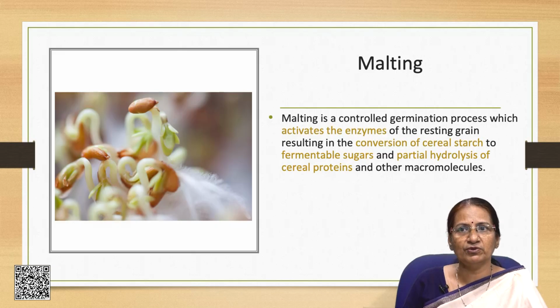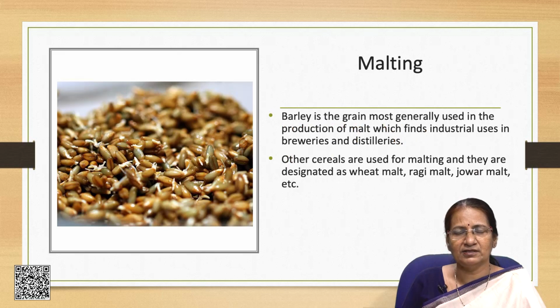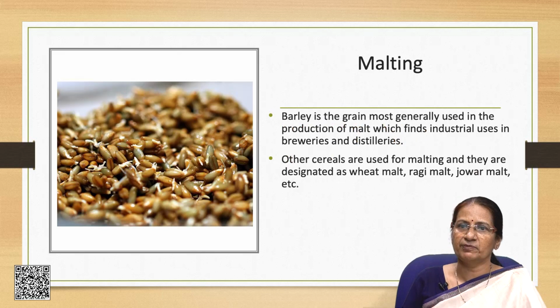Malting is a controlled germination process which activates the enzymes of the resting grain, resulting in the conversion of cereal starch to fermentable sugars, and partial hydrolysis of cereal proteins and other macromolecules. Barley is the grain most generally used in the production of malt, which finds industrial uses in breweries and distilleries. In commerce, the term malt is applied to barley malt. Small quantities of other cereals are used for malting and they are designated as wheat malt, ragi malt and jowar malt.